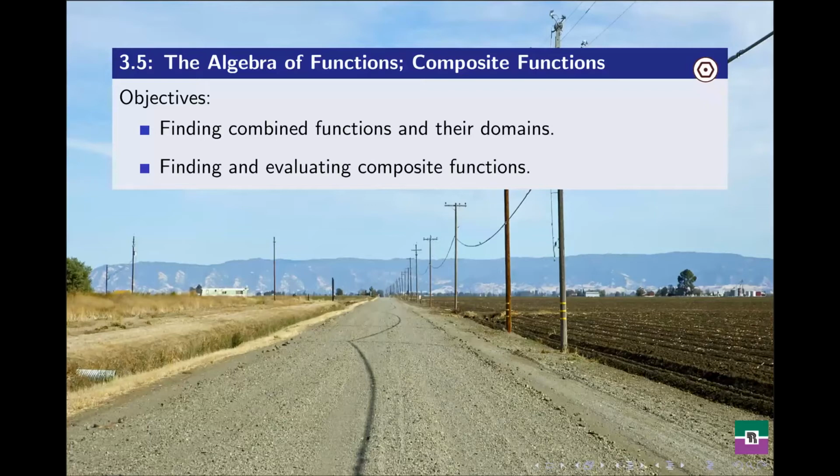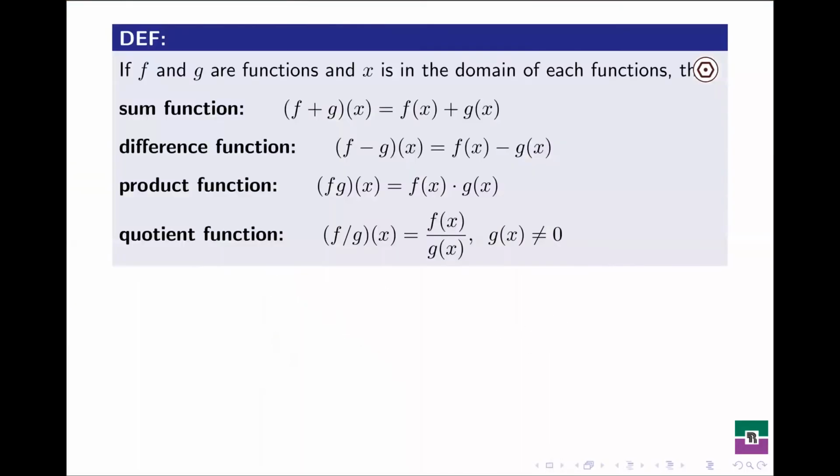So 3.5 is titled the algebra of functions and composite functions. It's going to show us some ways to combine functions together, and we'll talk more about how we can do this. The first couple of ways to combine functions are pretty straightforward: adding, subtracting, multiplying, and dividing to make new functions. It's going to give you the definitions and do an example.